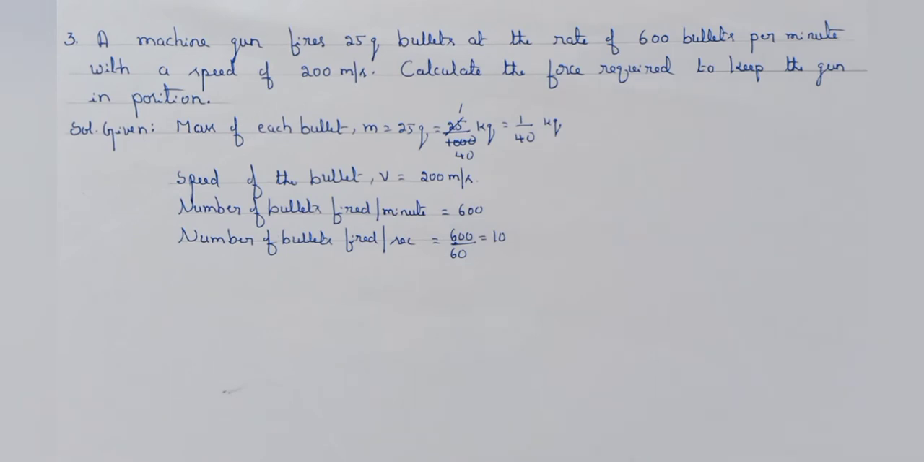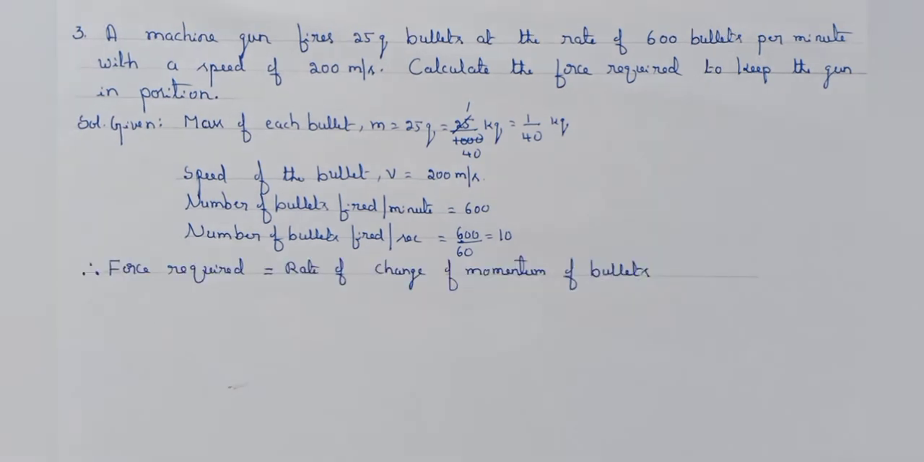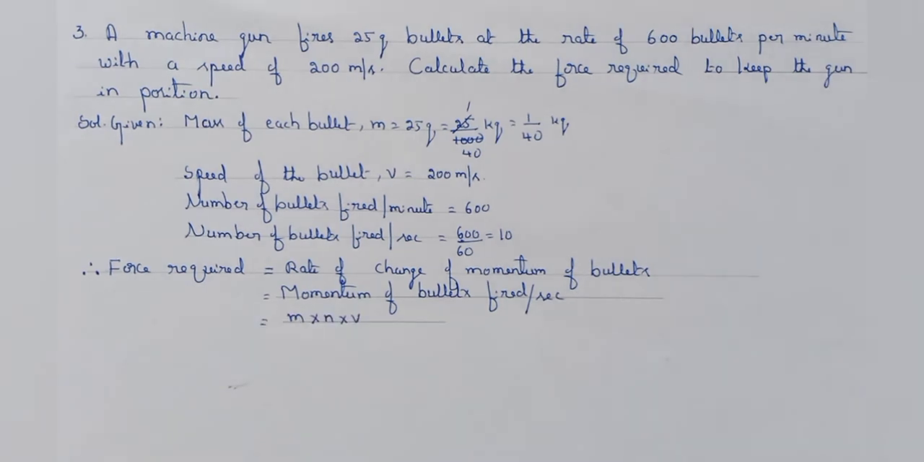Next, the force required to keep the gun in position is the rate of change of momentum of bullets. The rate of change of momentum of bullets is nothing but the momentum of bullets fired per second. The momentum of bullets fired per second is equal to m into n into v. m is the mass of the bullet, n is the number of bullets and v is the speed of the bullet.